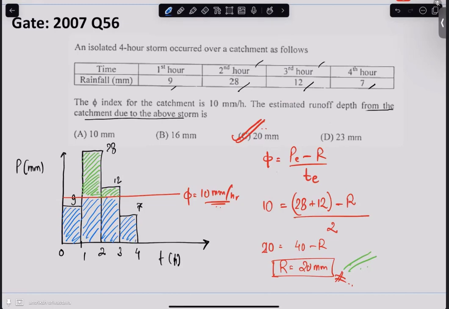I hope you were able to understand this question and get the right answer.